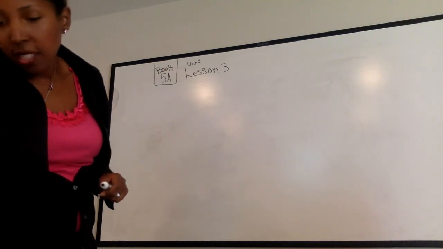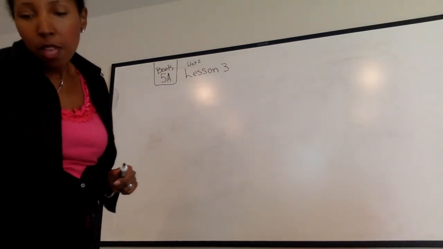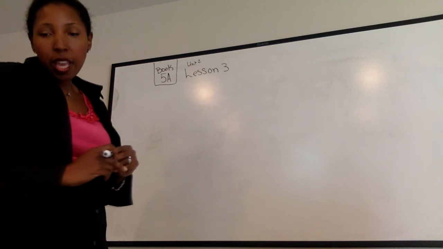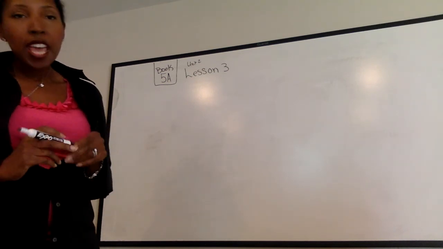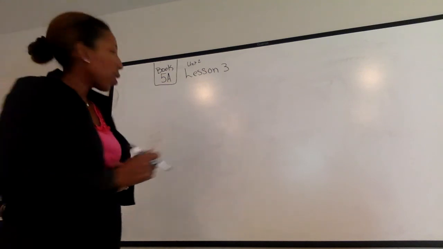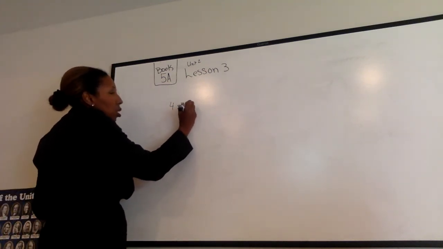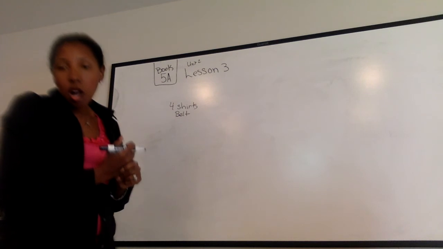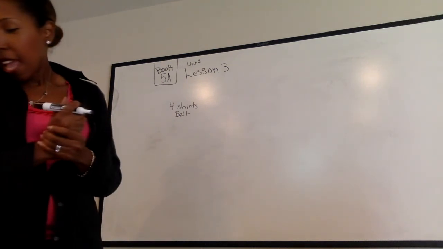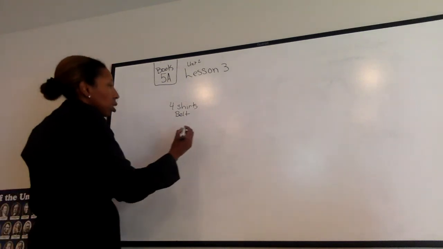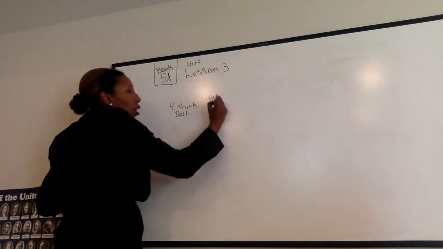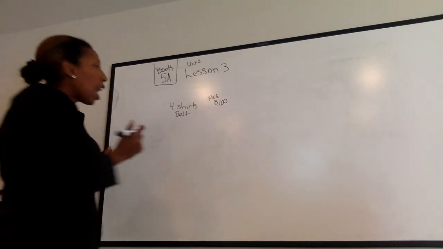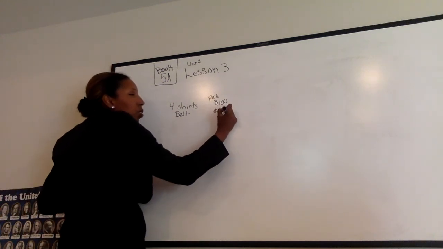The next one says that we have Miss Anatole, and I bought some shirts. I actually bought 4 shirts, and they were kind of close to each other, and I also bought a belt. Now, I'm going to put 4 shirts and a belt. Now, the shirts I paid for, and when I paid for them, I paid $100. Notice how I write down all the things they give me. And then when I paid the $100, I got $6 back in change.